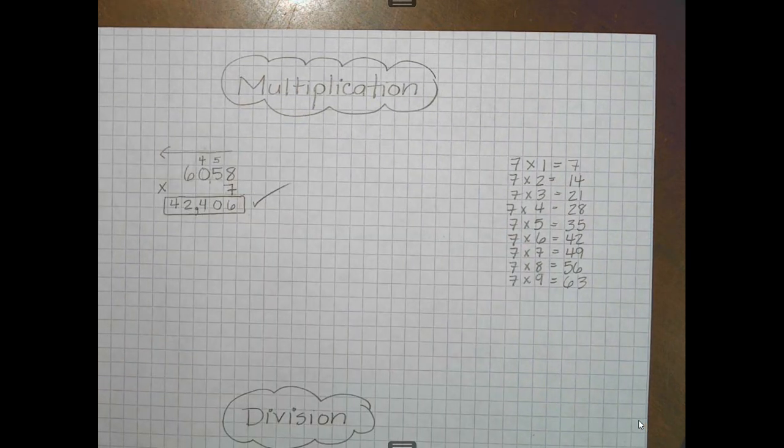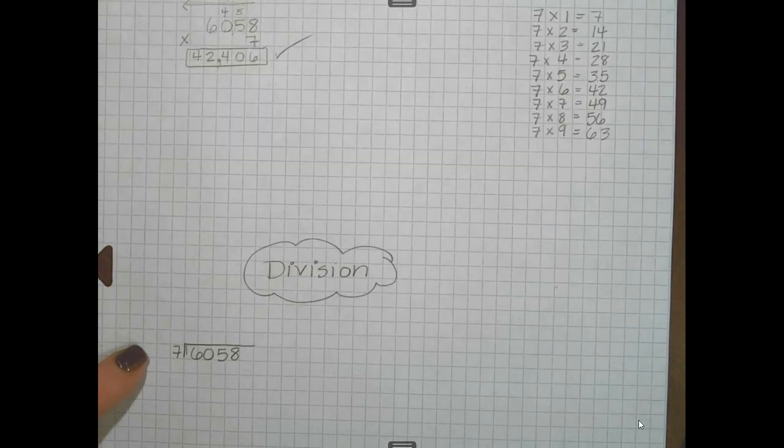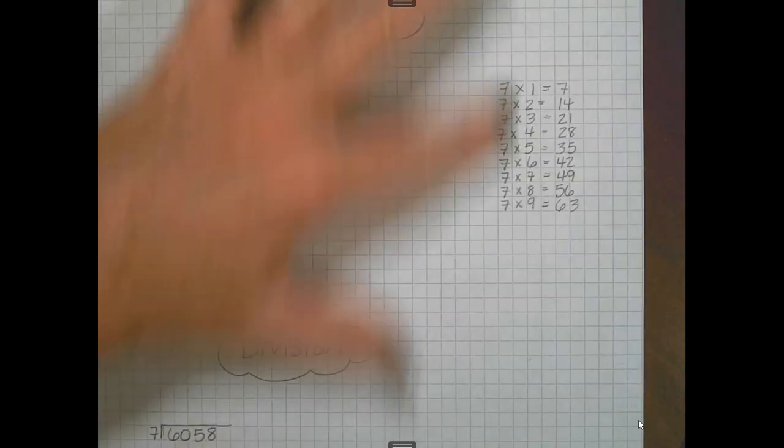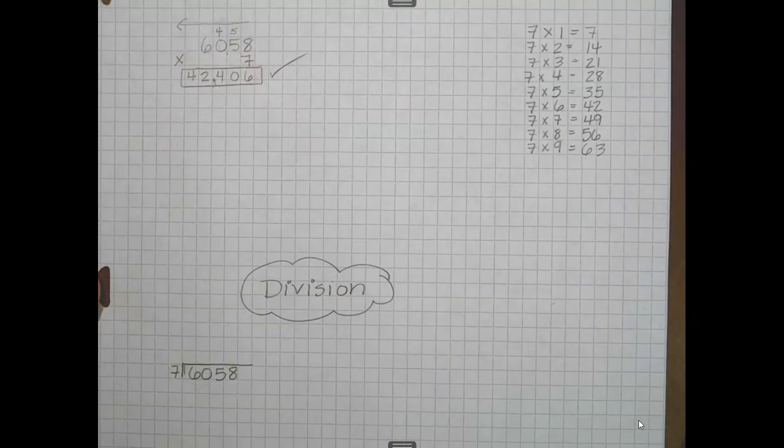All right. Now let's review one-digit division. So we're dividing by a one-digit number. I intentionally chose 7 as the divisor because we've already created those facts.